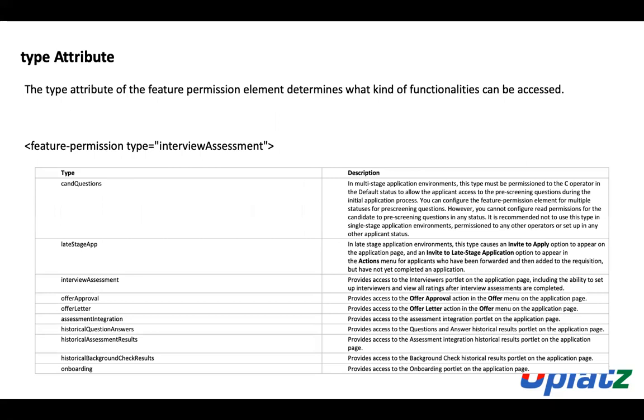And offer approval provides access to the offer approval application, the offer approval action in the offer menu. It's actually just providing an offer approval, like whether he has been hired for the position. It's like the approval state for that. An offer letter is just a letter which provides information about whether he has been assigned to the job, and information about his designation and all that can be provided to them. So these are the different types.